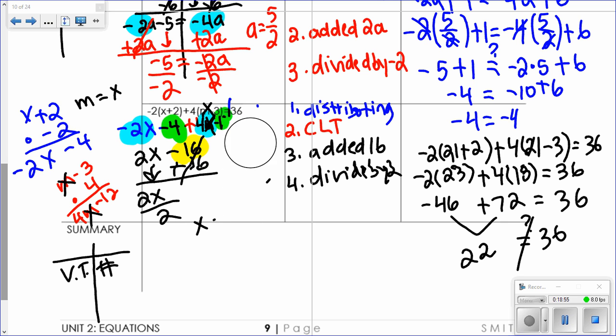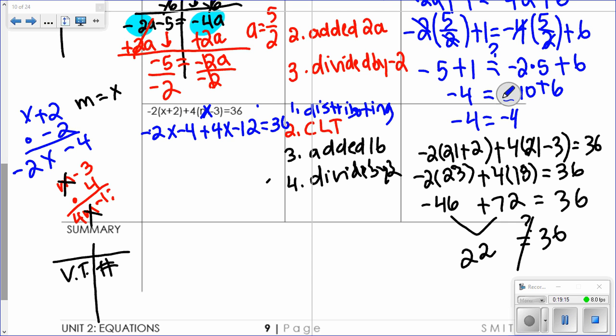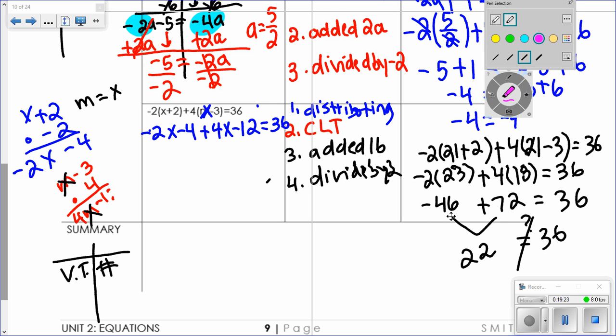And it's good to get this practice, guys. It's good to look at mistakes, all right? So be patient. So distributing, I get negative 2x minus 4. Remember, we change this to an x, plus 4x minus 12 equals 36. So second property, we combine like terms. And what are like terms? So hopefully you'll be able to follow along and see how uncomplicated this problem can be.